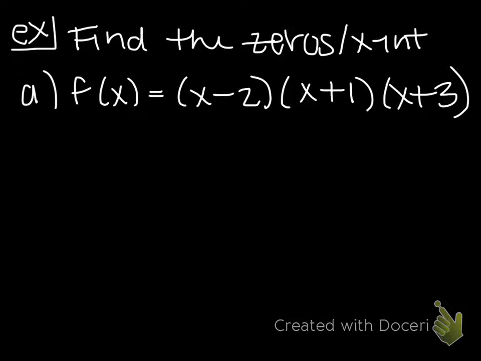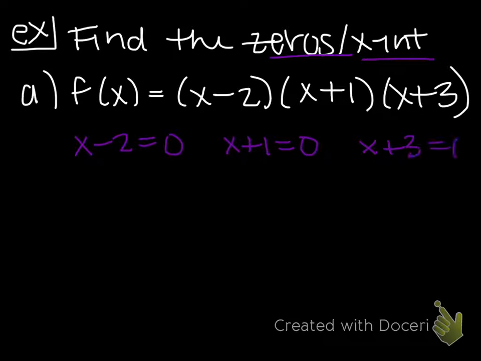Again, it's really important that you read the directions. So this problem looks almost identical to the top part of the page, but now the directions say find the zeros or x-intercepts. So we want to leave it in factored form, and instead I just set each binomial equal to 0, and I solve each one individually. So we will get 3 answers for this problem.